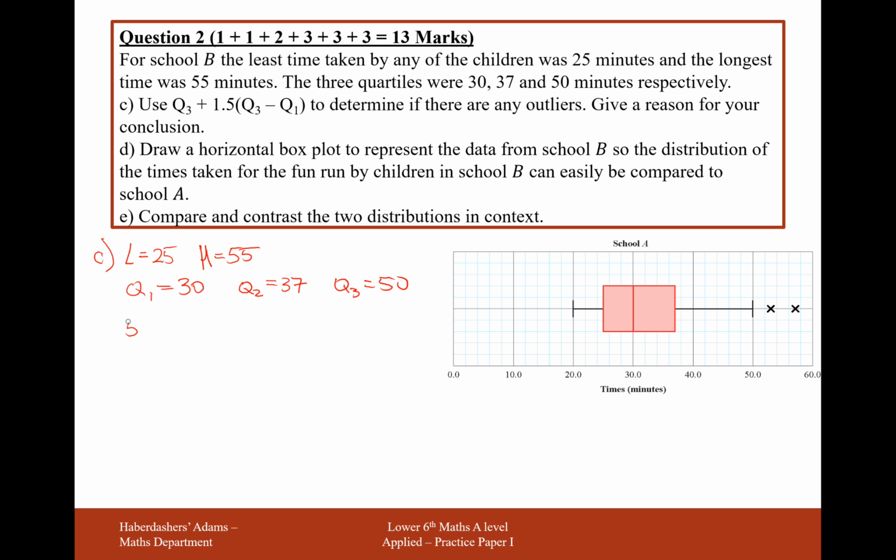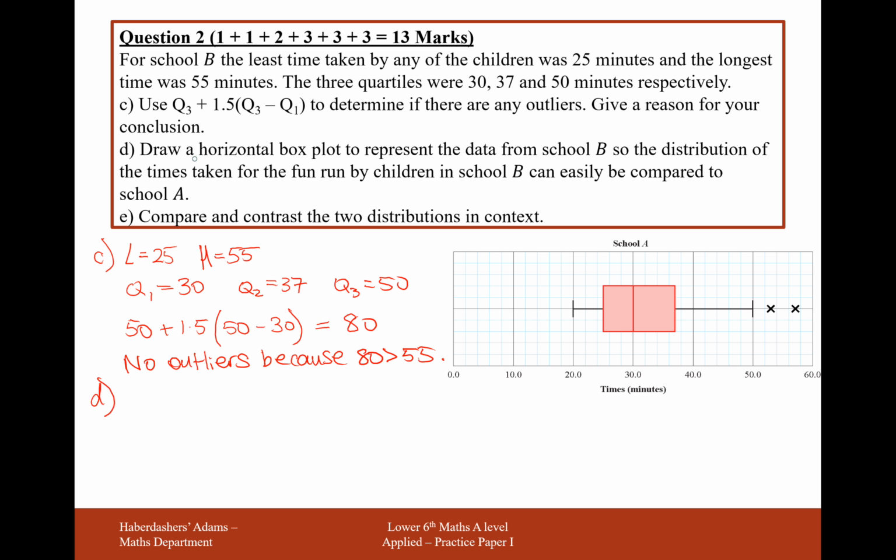So Q3, that's 50, plus 1.5 times Q3 take away Q1, 50 take away 30, so that's effectively 1.5 times the interquartile range. And what we get for this is 20, that times 1.5 you get 30, add the 50 and you get 80. Now the highest student was 55, so in this case there are no outliers because 80 is bigger than 55.